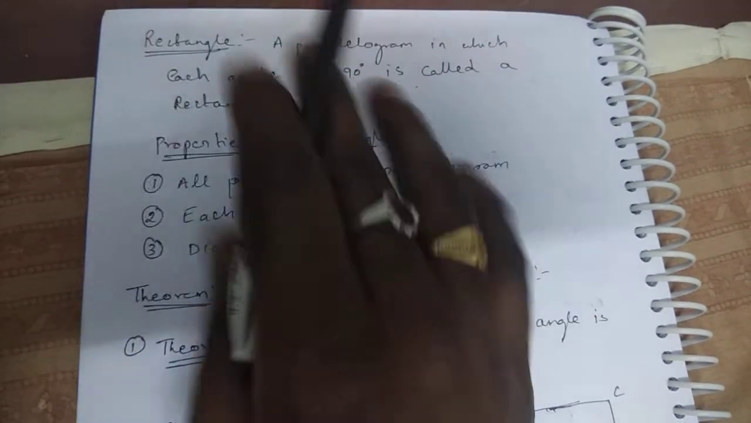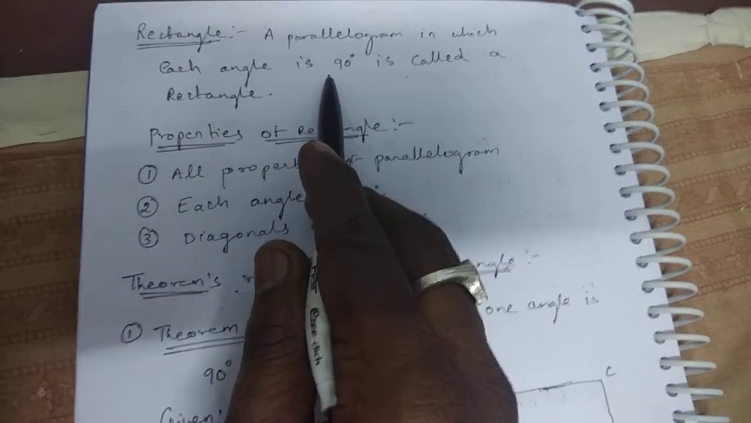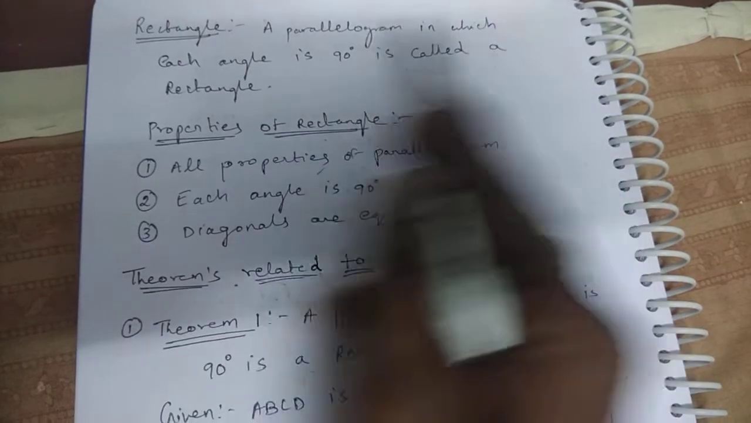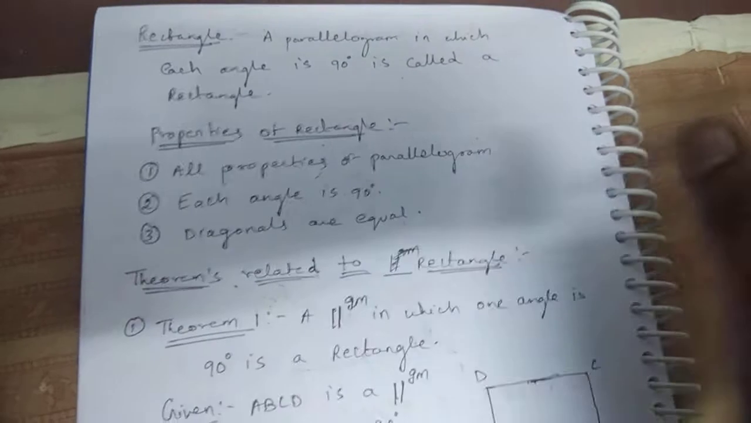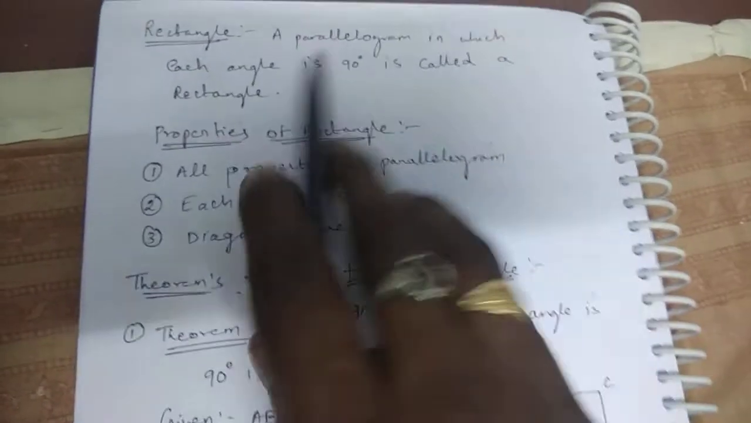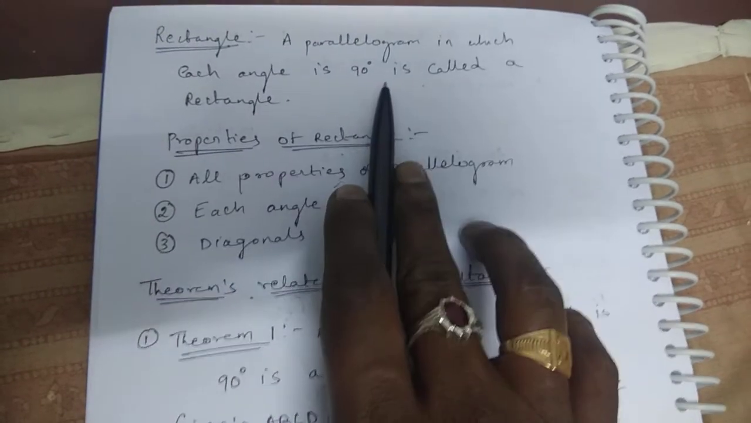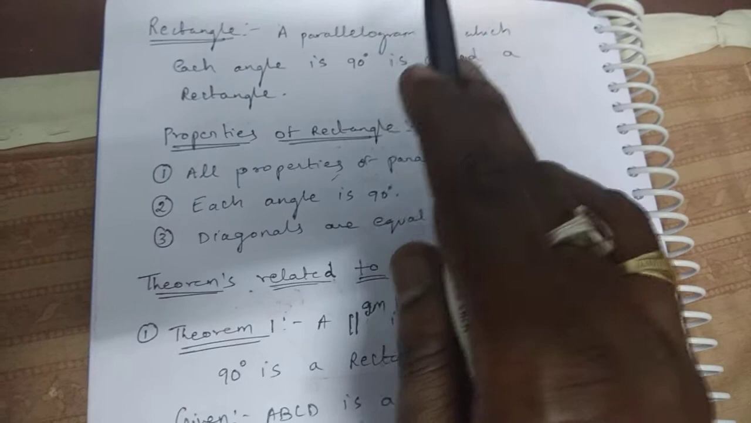Definition of the rectangle: a parallelogram in which each angle is 90 degrees is called a rectangle. So to prove a rectangle, the main important thing is each angle should be 90 degrees. Each and every angle should be 90 degrees, then it becomes a rectangle.